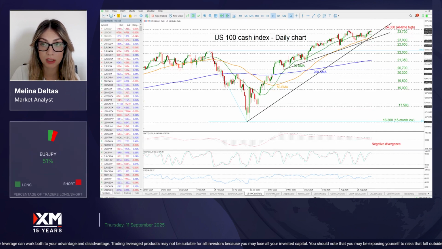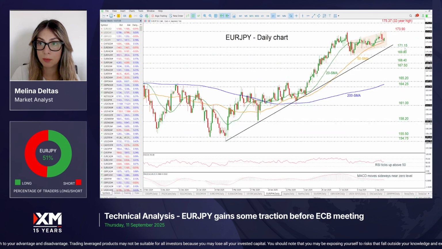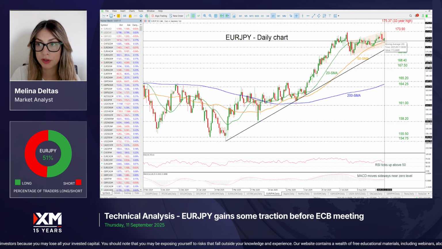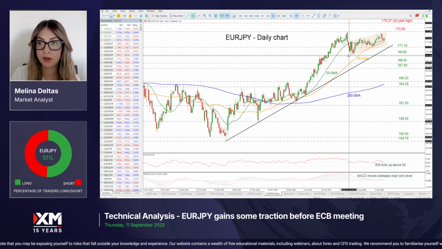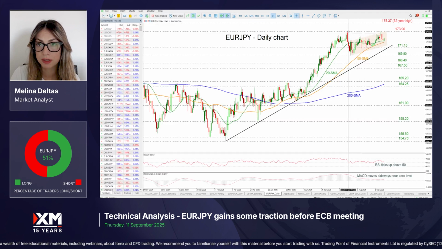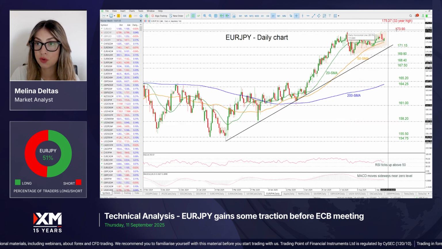Now, having a look at euro-yen, that is currently moving higher ahead of the ECB interest rate decision. Today, it found some floor near the 3-day SMA at 172.26. It's also holding within this short-term upward sloping channel after the rebound of the 169.80 support level, and the next resistance is coming from the 173.90 that it also reached back in the end of July.